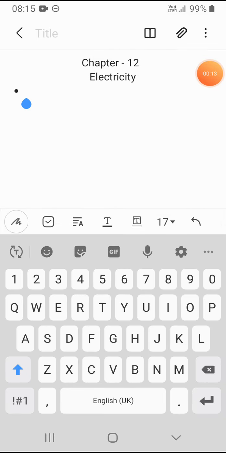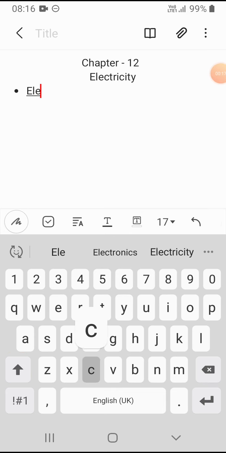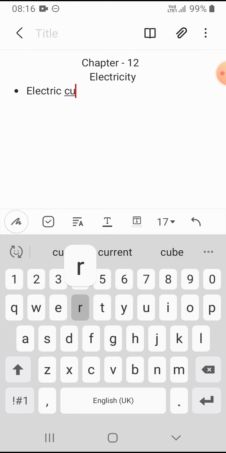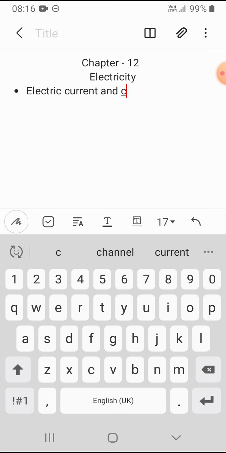Topic is electric current. First of electricity, so let's come to the electric current. Electric current and circuit is our first topic. Let's come to this.